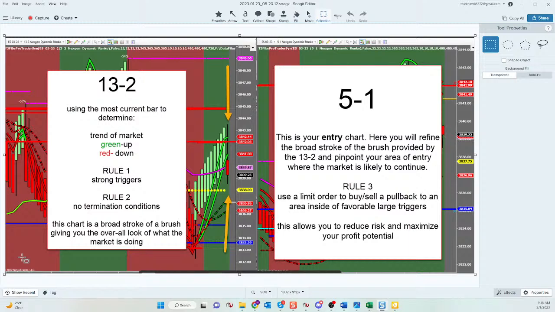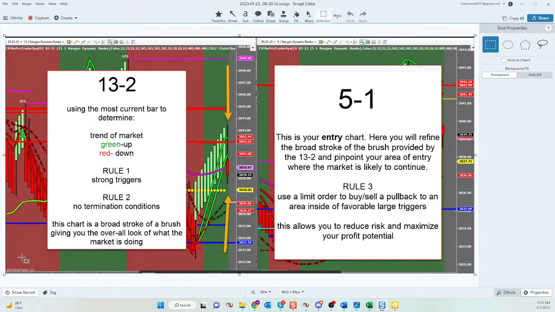John's in the process, I hope, of having coffee mugs made that say, let the 13.2 lead the way. Your 13.2, you're going to use the most current bar. This is a 1-bar event, and you're going to be able to identify three very distinct advantages on 1 chart.